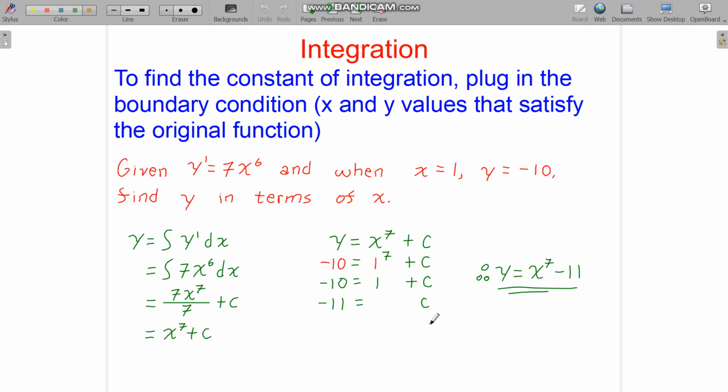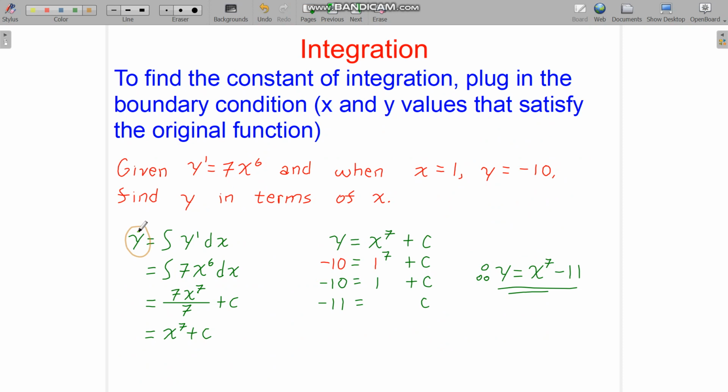So how do we find the c? Well, by plugging in some values of x and y. So for example, given y prime is 7x to the power of 6, and when x equals 1, y equals minus 10, find y in terms of x.